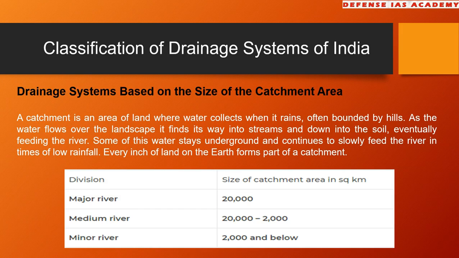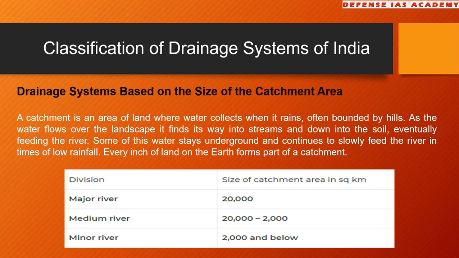So what are the classifications of the drainage system in India? So the first classification is based on the size of the catchment area. Now what's a catchment area? Catchment area is a land. It's an area of land where the water collects when it rains, and it's often bounded by hills.